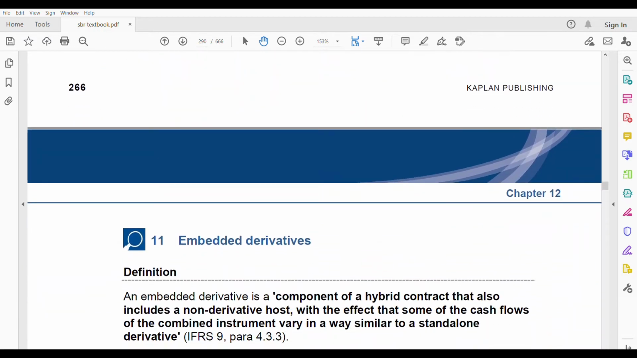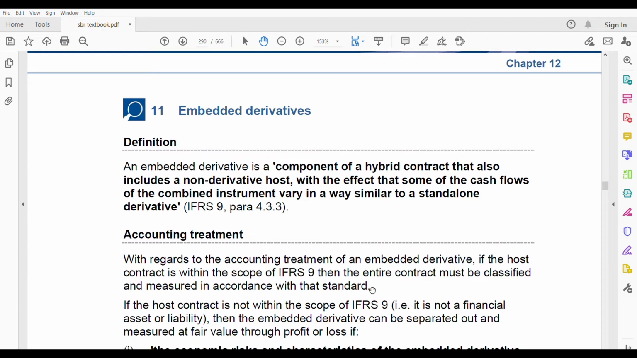Now let us go to embedded derivatives. Derivative part is easy, but the hardest thing is the embedded derivative. It's a little bit complex. What is the definition? As you know, an embedded derivative is a combination of two things in one. It's like a hybrid contract.